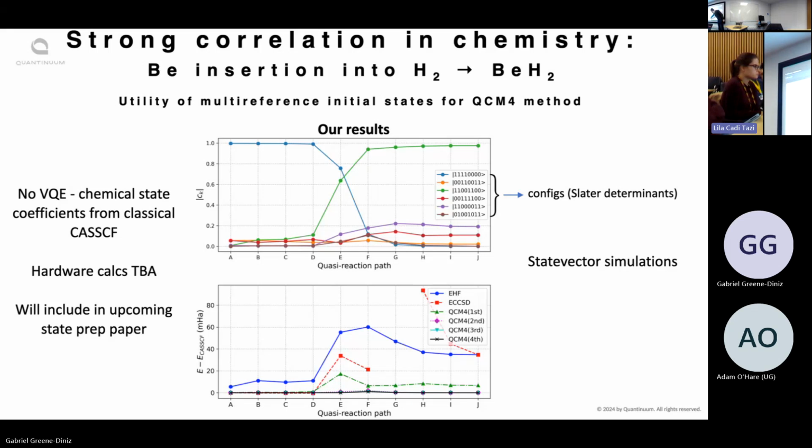And this result here shows what I was saying. The first, second, third, fourth correspond to QCM4, in which first means Hartree-Fock was the input state, second means these two determinants, so it's the Hartree-Fock mixed with the next largely weighted determinant, and then three determinants and four.